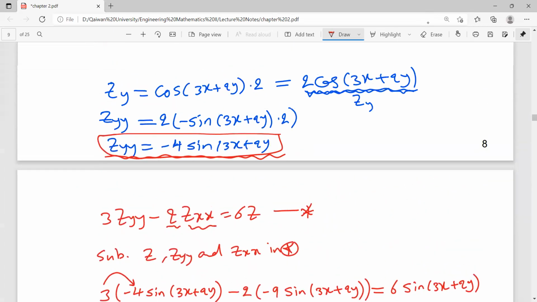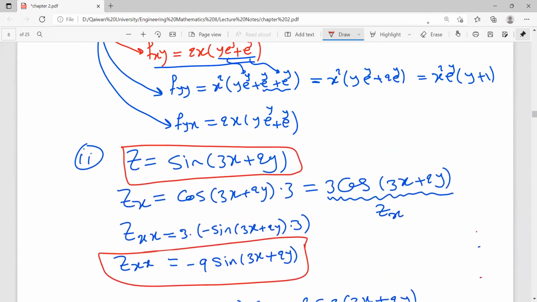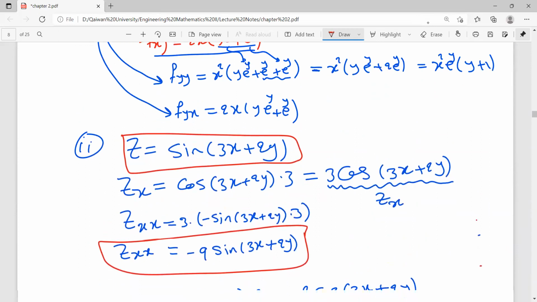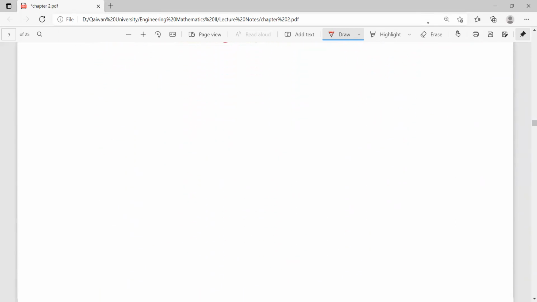Is that clear? Only taking derivatives and then substituting into the given equation, you get the result.